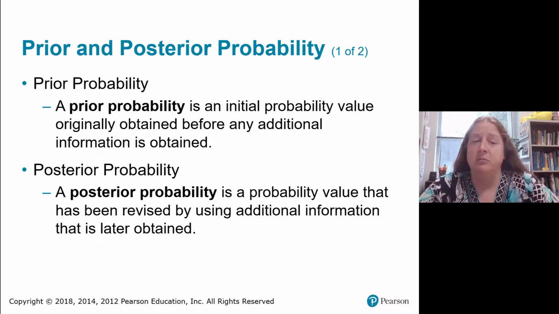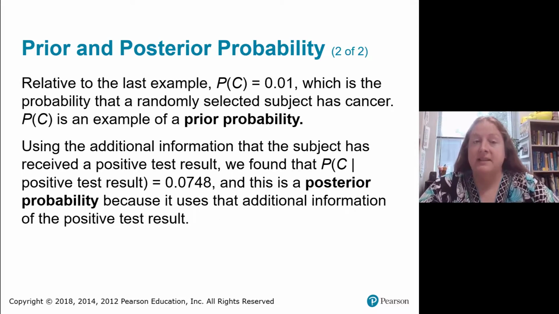So we have a couple of ideas that have evolved through this. The first is a prior probability. A prior probability is an initial probability value that's originally obtained before any additional information is obtained. A posterior probability is a probability value that has been revised using the additional information that's later obtained. So in my last example, the probability of cancer being 0.01 was my prior probability. And my revised probability of 0.0748, the probability of cancer given a positive test result, is a posterior probability because it used that additional information of a positive test result.